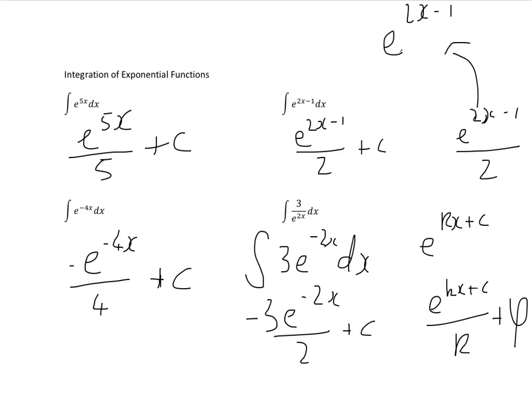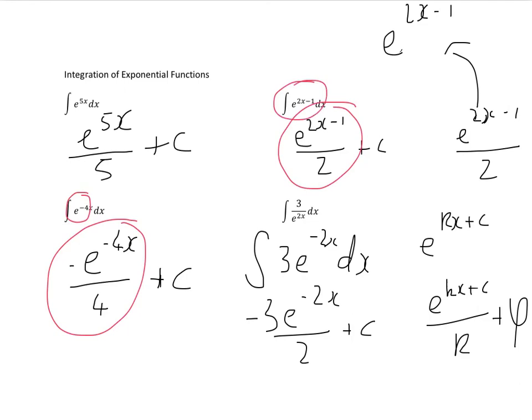Alright. So the logic again is you're trying to find a function that would differentiate to make the function that's in the integration. So this here would differentiate to make that. This here would differentiate to make that. Okay, all of them. It's going to happen that way. Okay.